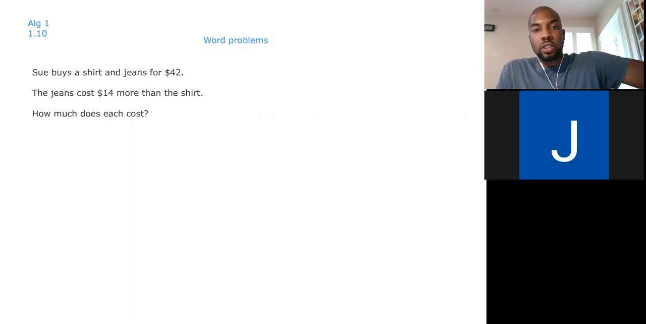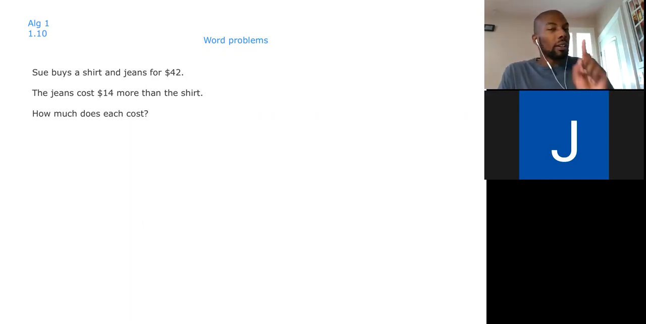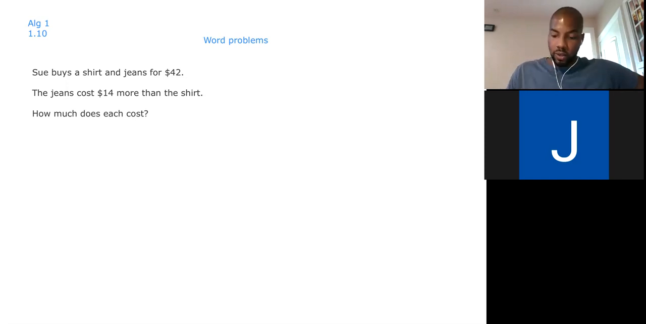Sue buys a shirt and jeans for $42. Any question in there? Not yet, just statements. The jeans cost $14 more than the shirt. Any question in there? No, but there is a little bit of a mystery, right? We don't know how much the jeans cost. We don't know how much the shirt costs. There's a mystery in there. The last line, how much does each cost? Okay, so there's the question, right?